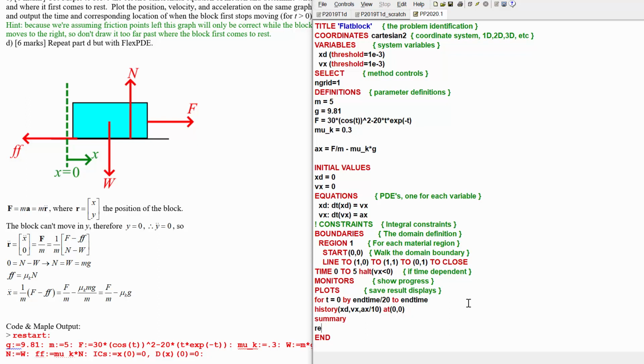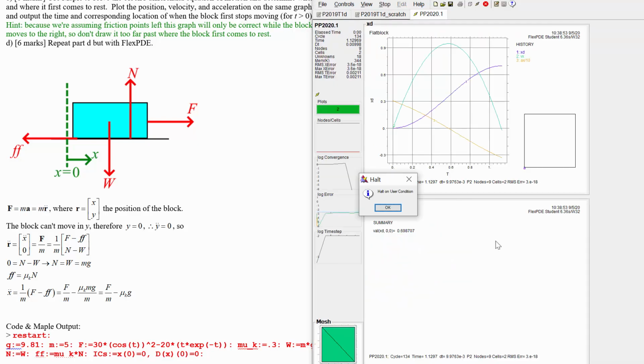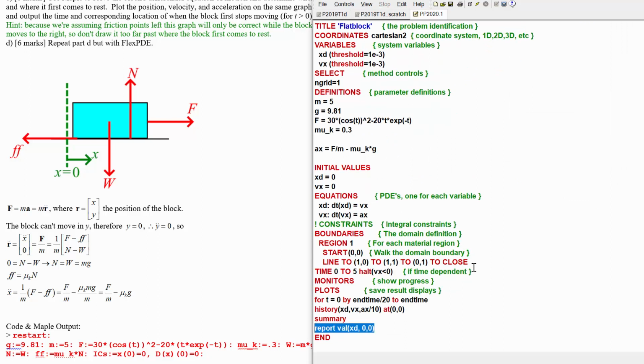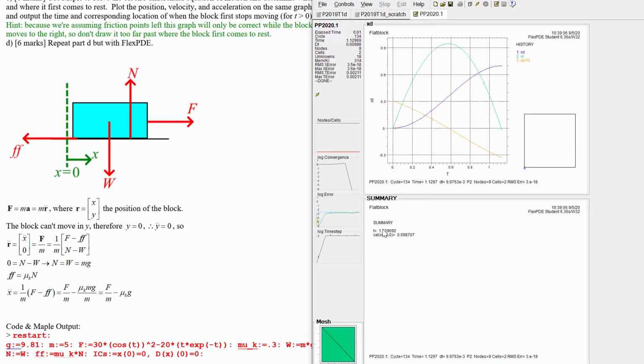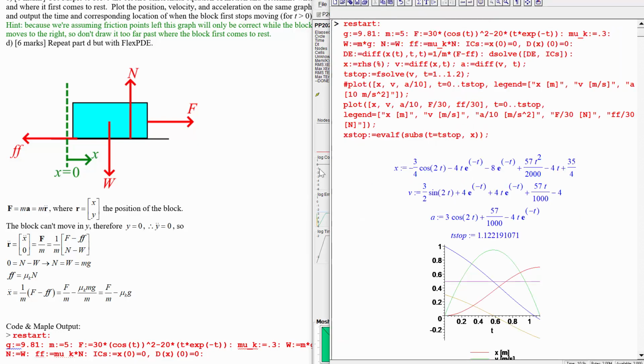Summary, report XD. That will not work. It should be report val of XD at location 0, 0 within the grid. Yeah, so here's the final position. And if something doesn't depend on a position within the grid, like time, we can just say report t to report the stop time, the time that this actually stopped. Okay, so that shows how you would solve this using Maple and using FlexPDE.